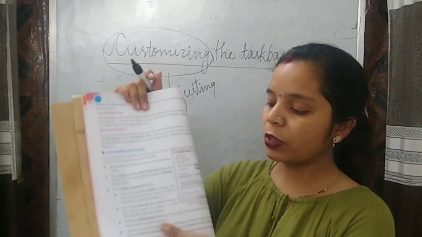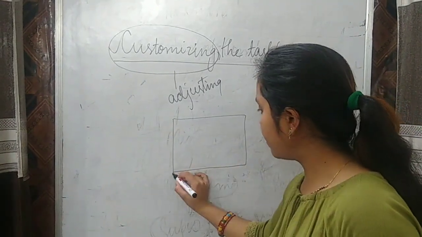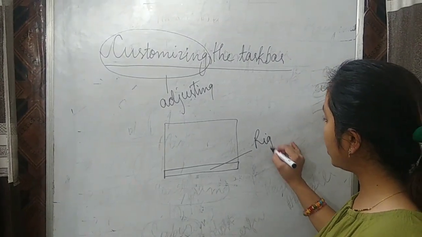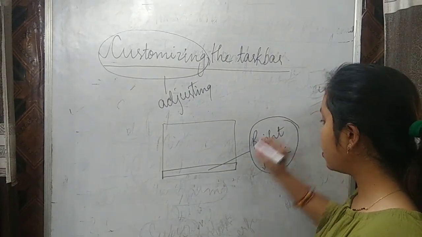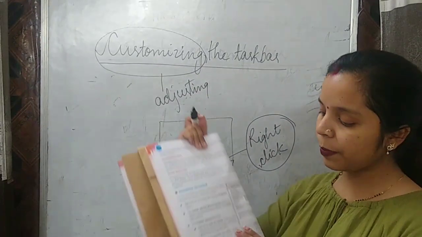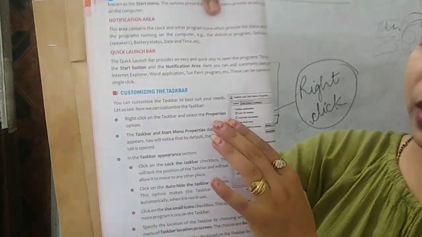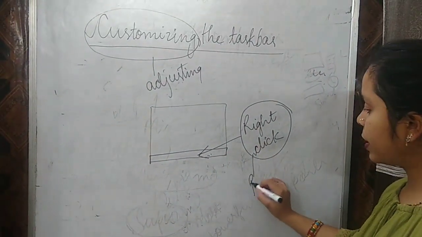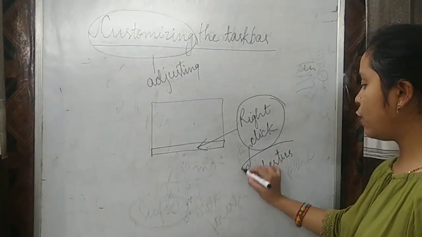How will you do? First what you have to do? Suppose if this is your taskbar. So what you will do? You will right click with the mouse on the taskbar. First you will right click with the mouse on the taskbar. After that what will happen? One properties dialog box will be opened. When you will right click on the taskbar with the mouse, after that what will come? Properties dialog box will come.